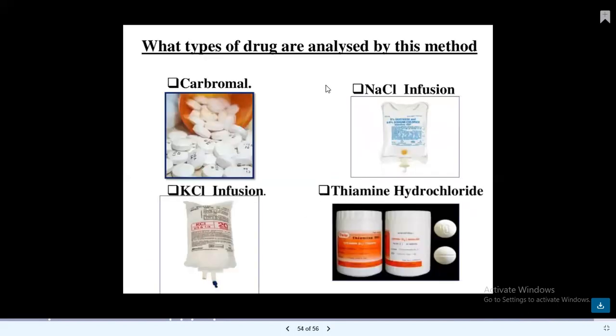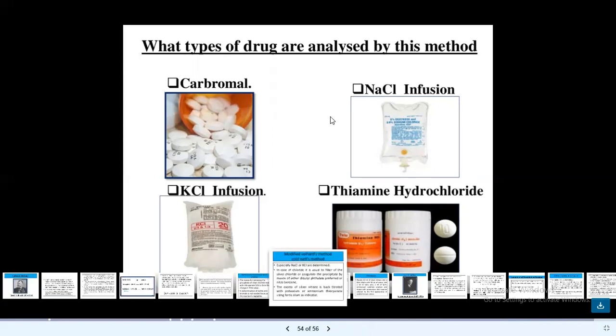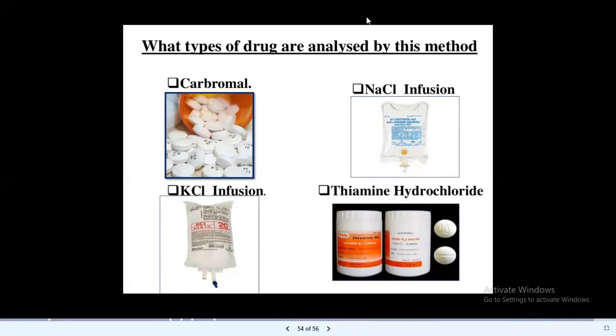You have different drugs that are quantified this way: potassium chloride infusion, thiamine hydrochloride, sodium chloride infusion, and carbachol. These are the different compounds that contain chloride ions and can be quantified with the help of argentometric titration. Okay, go through this one and also go through the lecture that I provided to you.